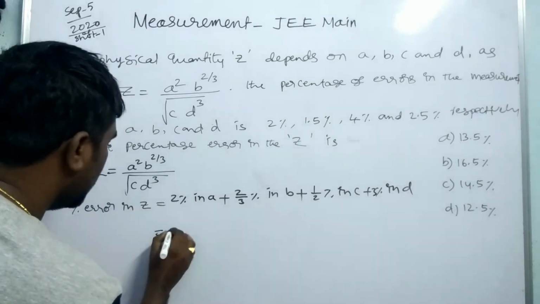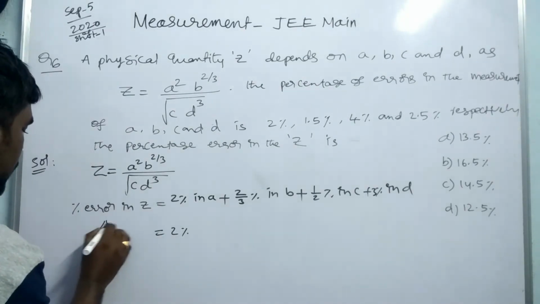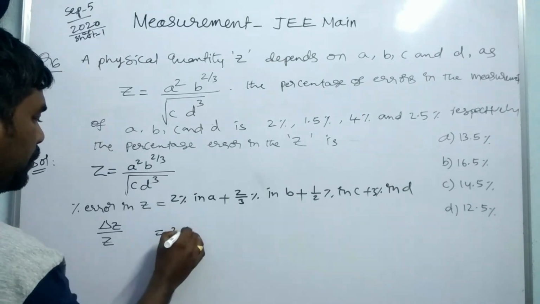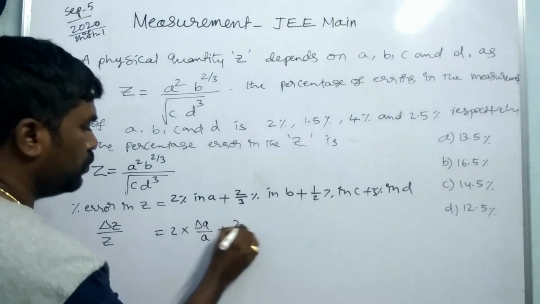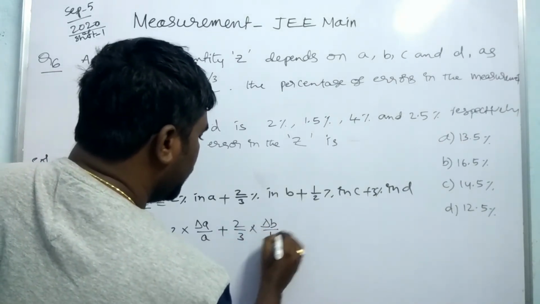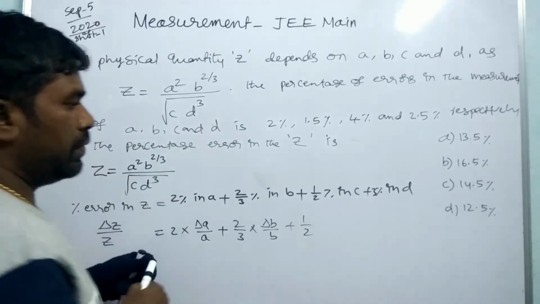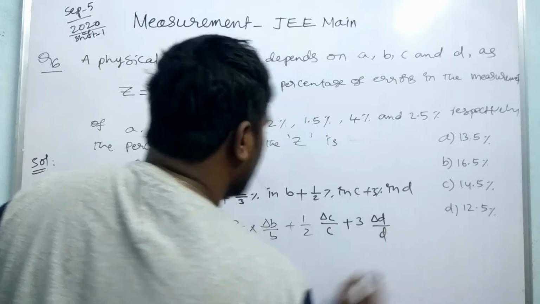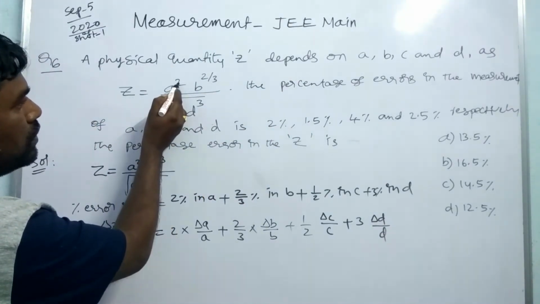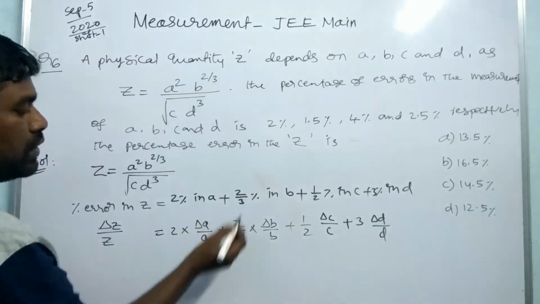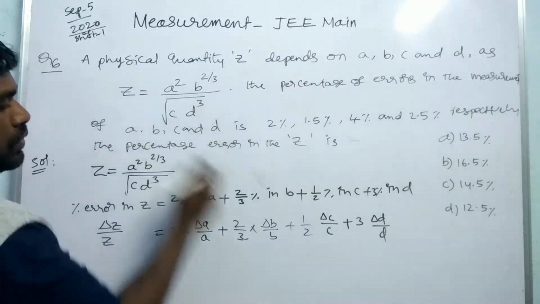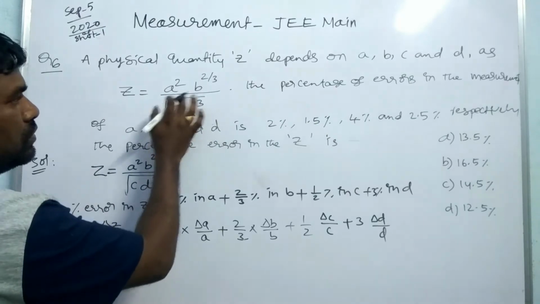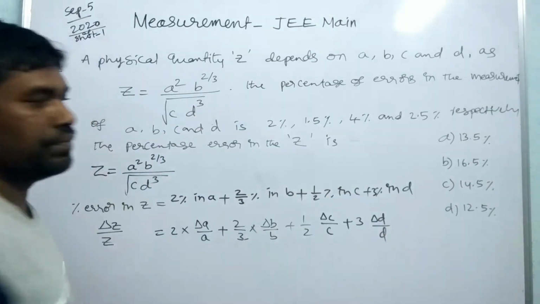And now the percentage error in Z is delta Z by Z, which is 2 into delta A by A plus 2 by 3 into delta B by B plus 1 by 2 into delta C by C plus 3 into delta D by D. So here the square on A comes as multiplication, 2 by 3 for B, and C power 1 by 2 as under root, so 1 by 2 delta C by C. For D cube, whenever there are powers we multiply, so 3 into D. That is the pattern.